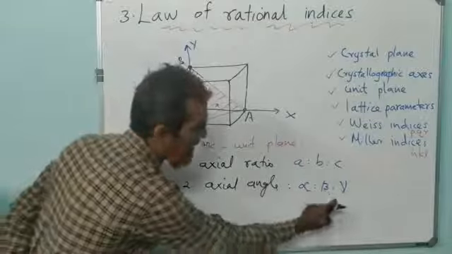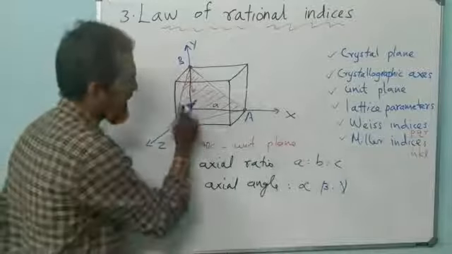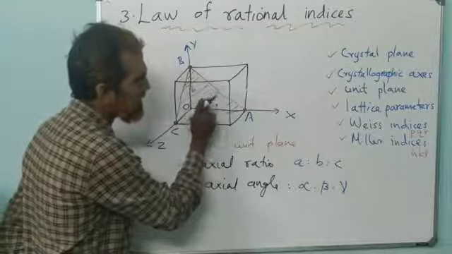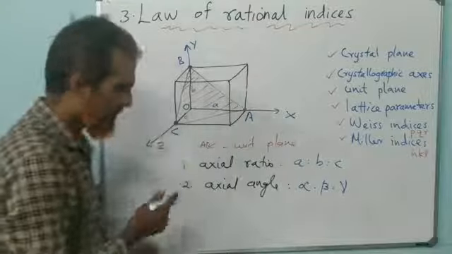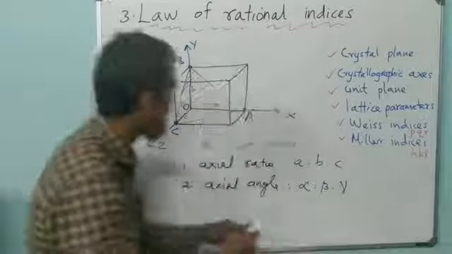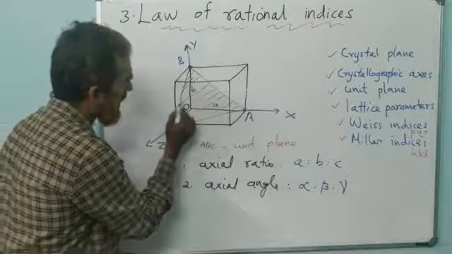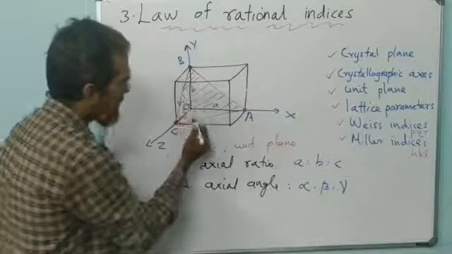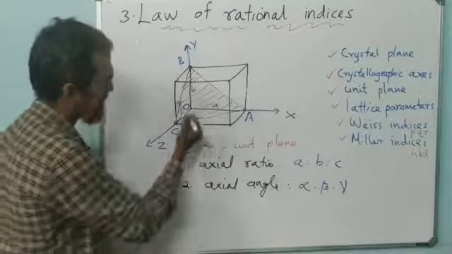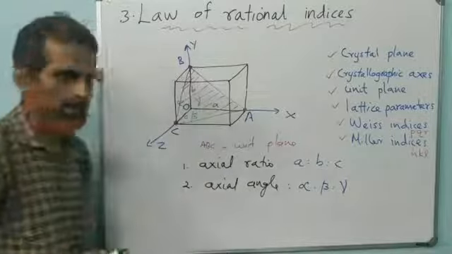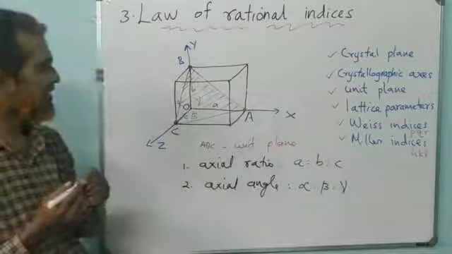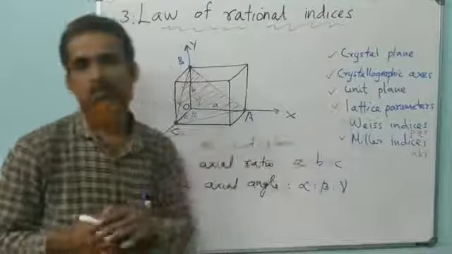Now, how do we define alpha, beta, gamma? It is like this. Opposite to this a, we take the angle alpha. Opposite to b, we take beta. Opposite to c, we take gamma. Okay, that's how we take the angles. So that's about lattice parameters.